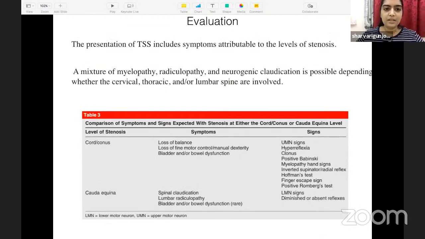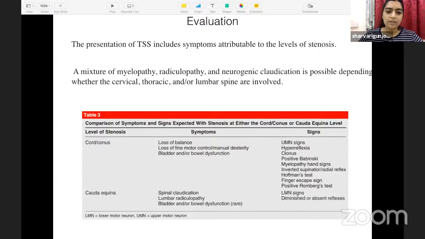So the presentation of tandem spinal stenosis includes symptoms that are attributable to the level of stenosis. There may be a mixture of myelopathy, radiculopathy, or neurogenic claudication, depending on whether the compression is at the cervical, thoracic, or lumbar spine level. So the symptoms are different when the compression occurs at the cord level and the cauda equina level.